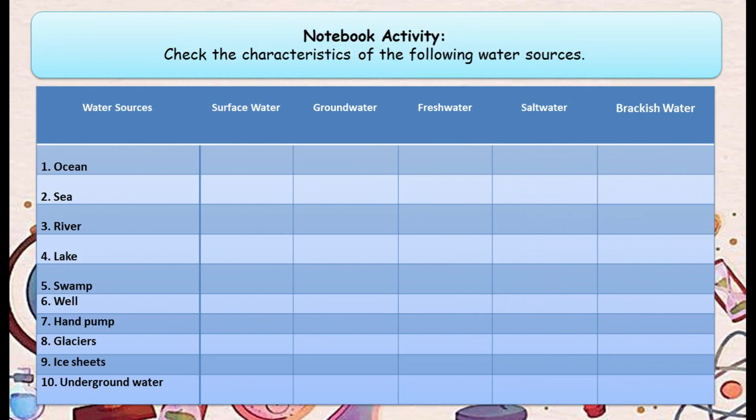Notebook activity. Check the characteristics of the following water sources.